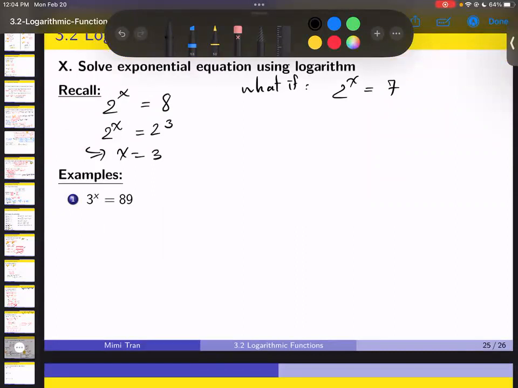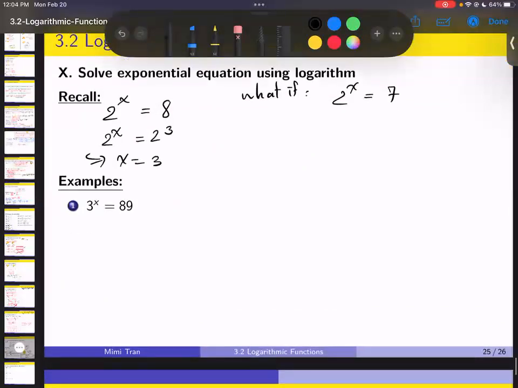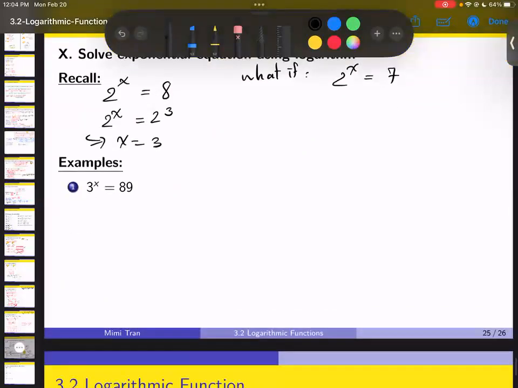3 to the x equal 89. 81 is 3 to the 4, right? But it is 89. So we cannot convert the 89 into 3 to the something. What we're going to do is, I'm going to show you 2 ways of doing this, the long way and the short way. Maybe you like the short way better, but let's just show you both so you can decide on your own.